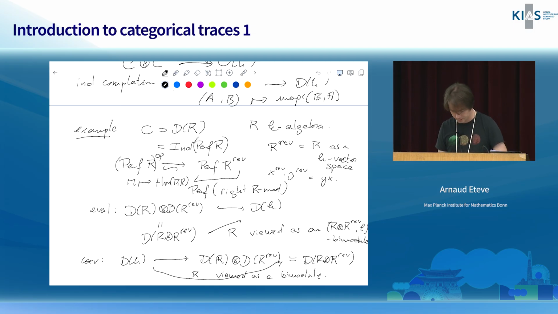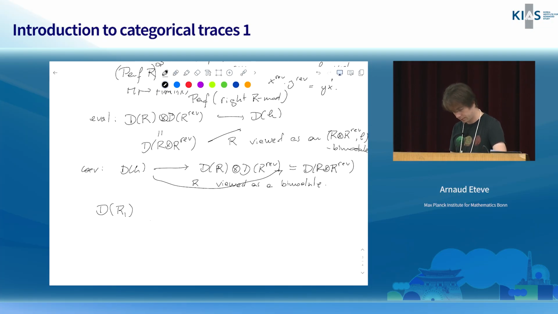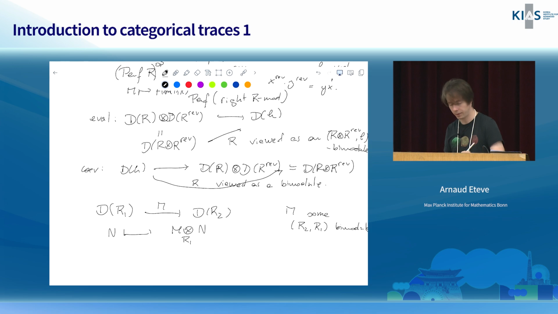Okay, let me scroll down a bit. So I'll use the following convention. If I have a functor from D of R1 to D of R2, and M is some R2, R1 bimodule, the functor induced by M is the functor that sends some object N to M tensor over R1 with N.